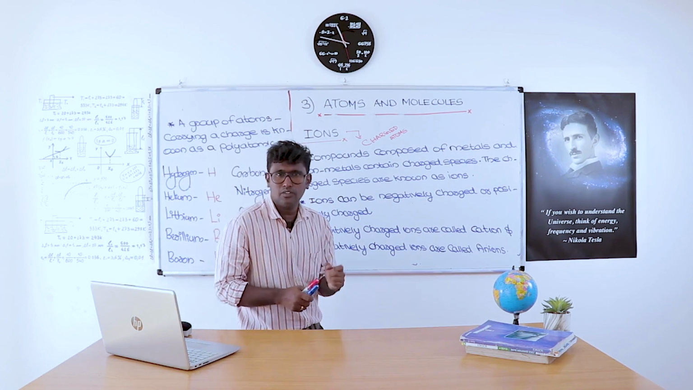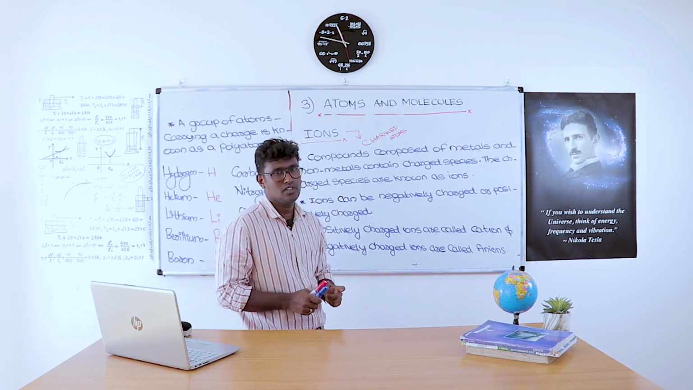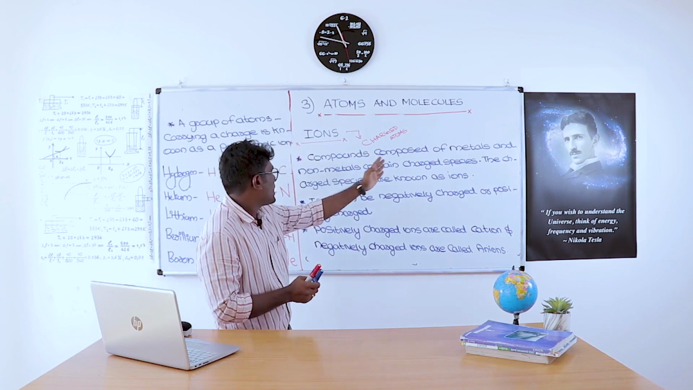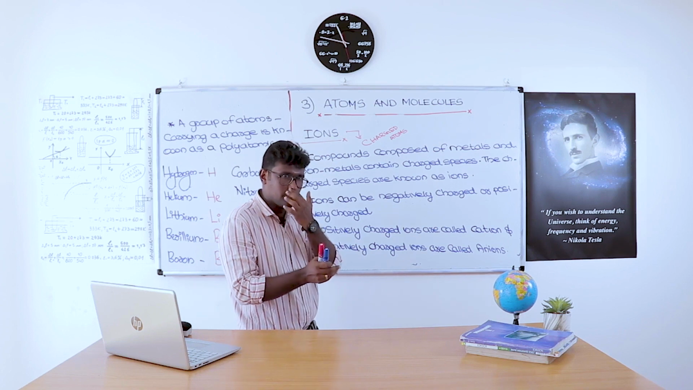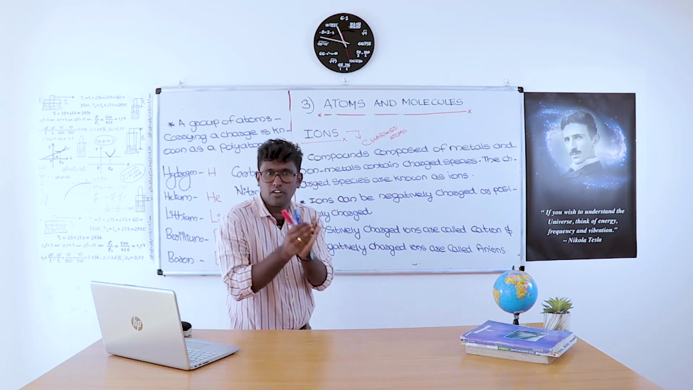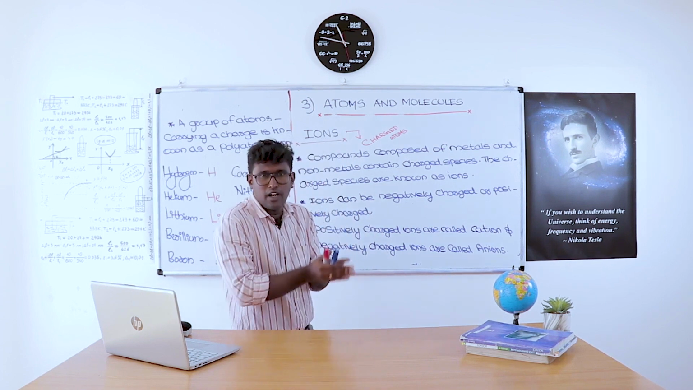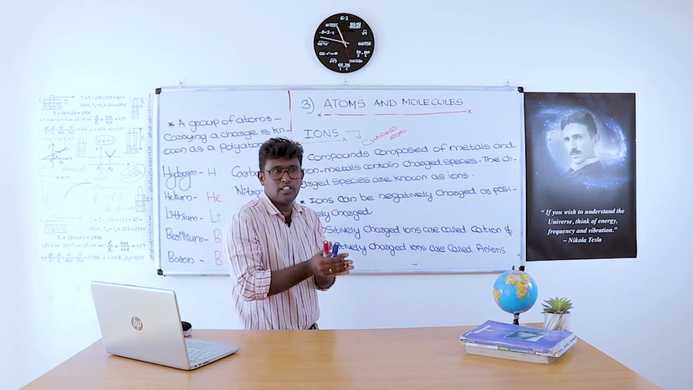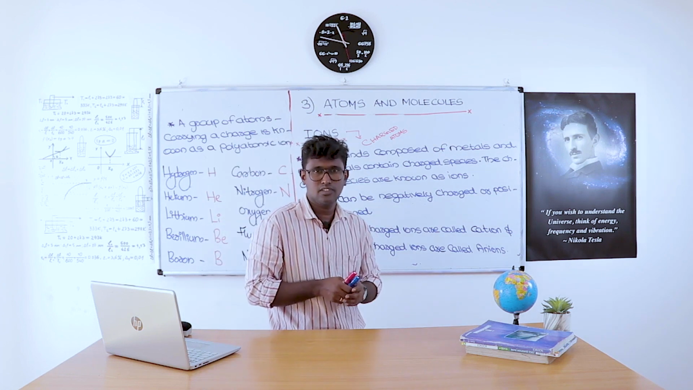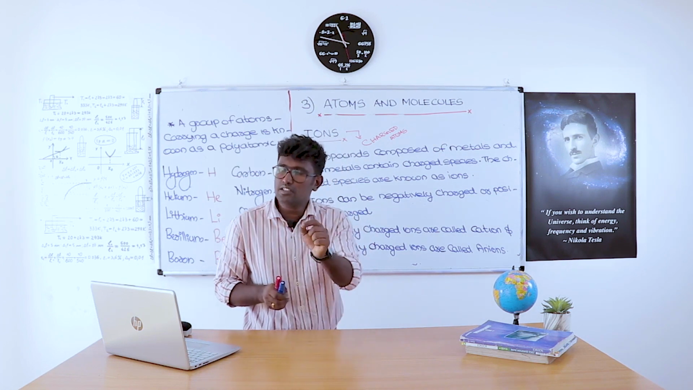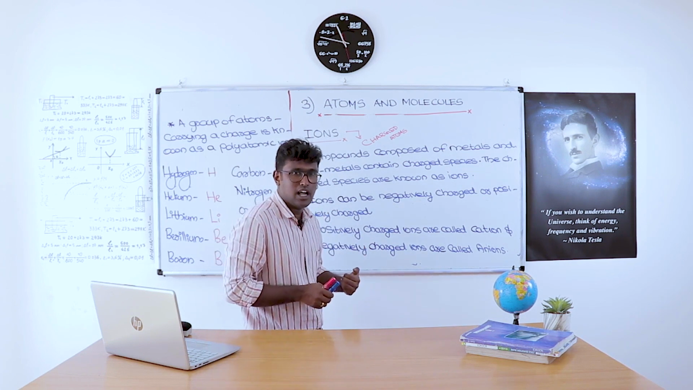So what is meant by an ion? Simply, charged atoms are called ions. Compounds composed of metals and non-metals consist of charged species, and those charged species are called ions. If ions are charged species, there can be positively charged ions and negatively charged ions. Positively charged ions are called cations, and negatively charged ions are called anions.